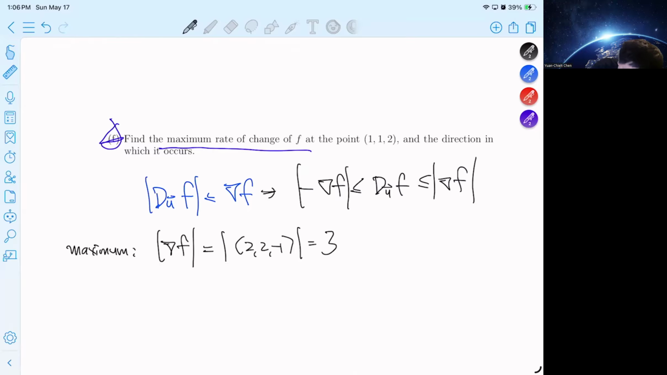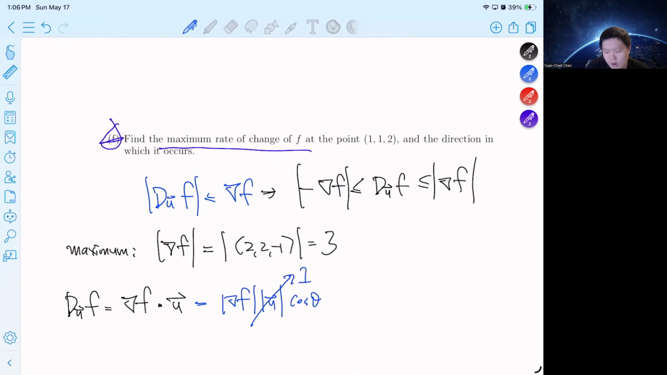Again, remember that the directional derivative D_u f is gradient f dot u, if u is a direction vector. And remember the definition of the dot product is the magnitude of gradient f times the magnitude of u times cosine theta. The magnitude of u is 1 by our construction. So if we want that to become the magnitude of the gradient f, cosine theta has to be 1. So it has to be the direction of the gradient, and that's it.